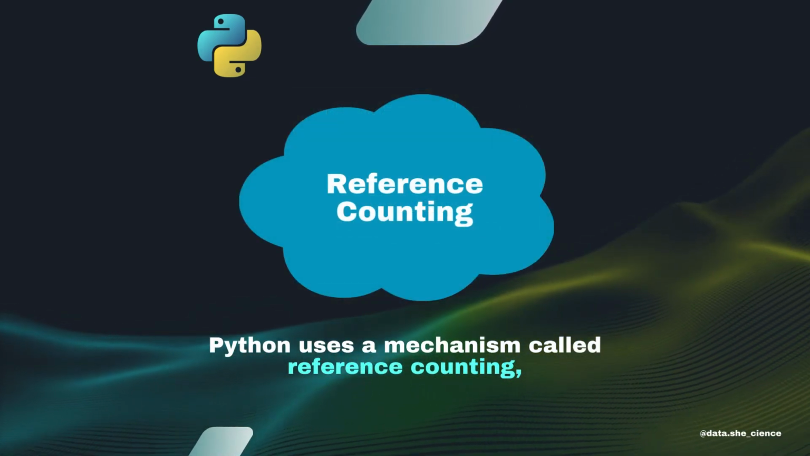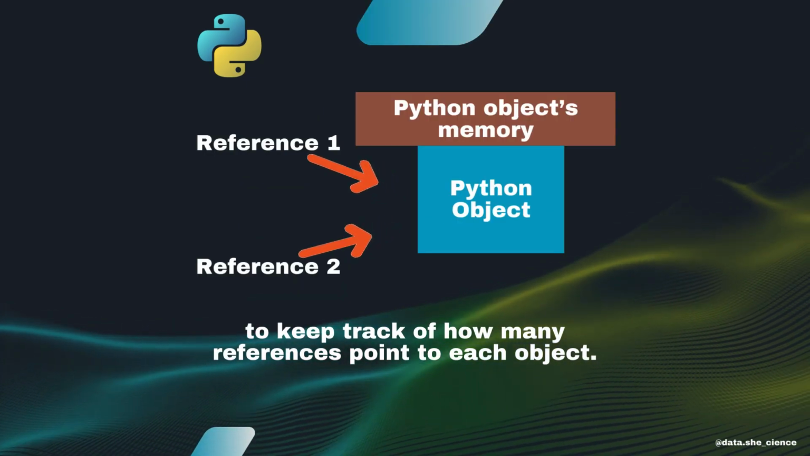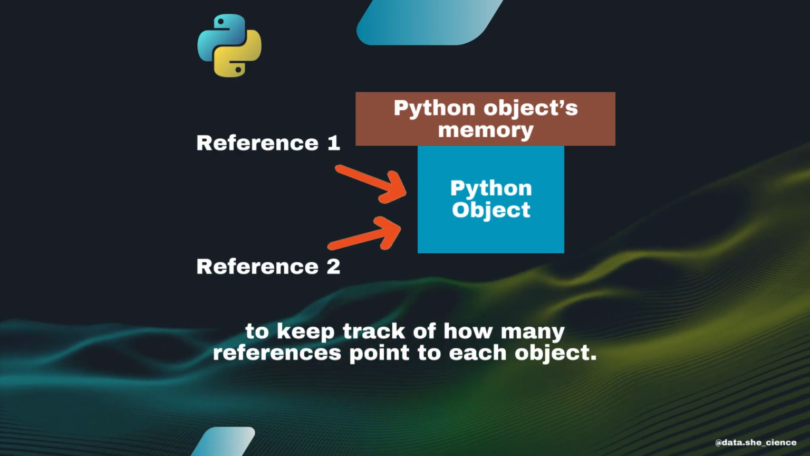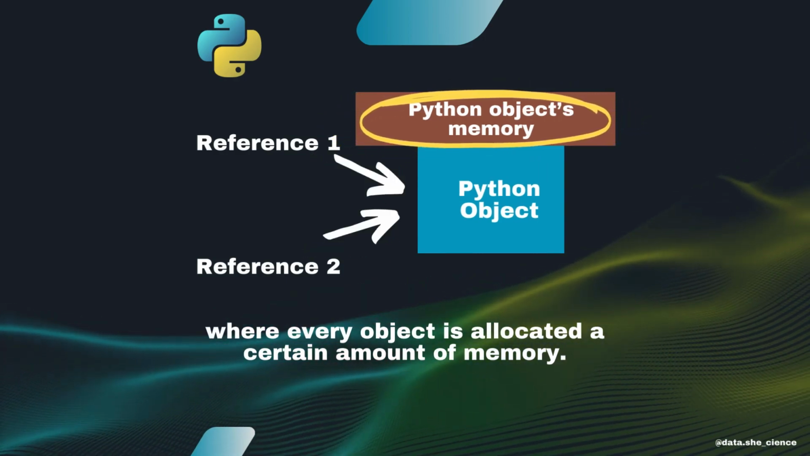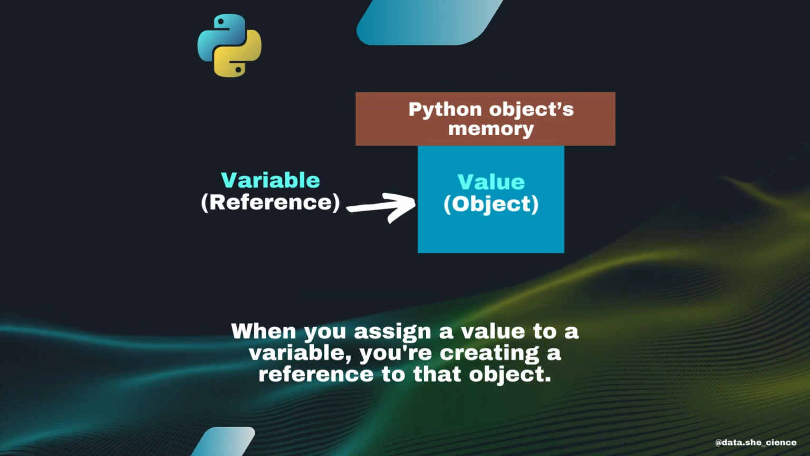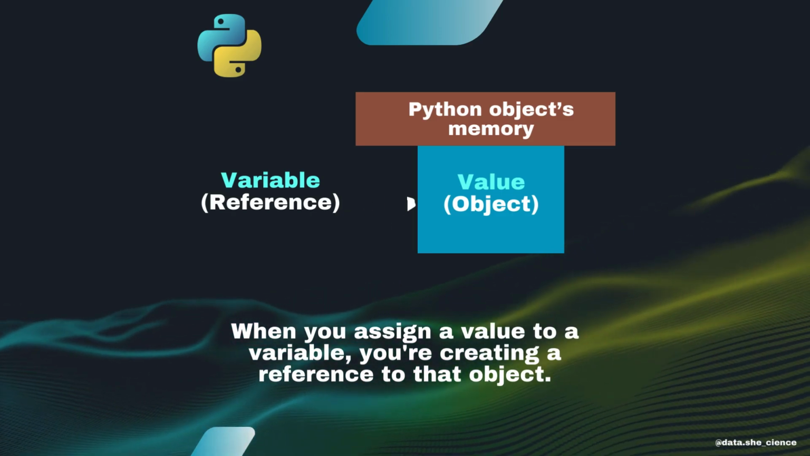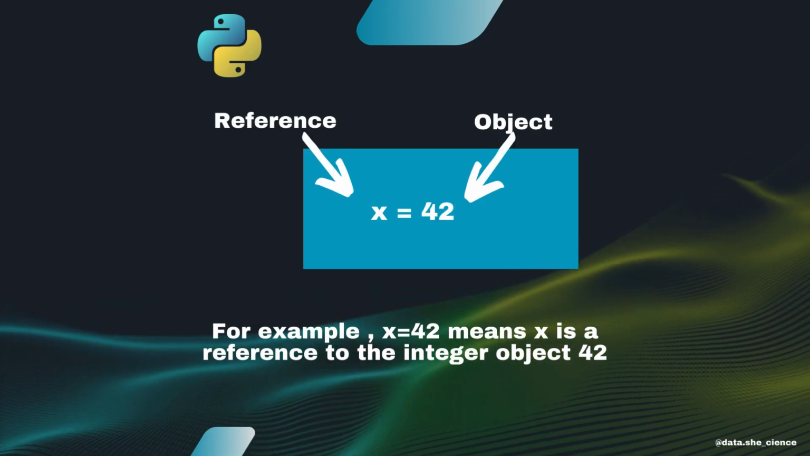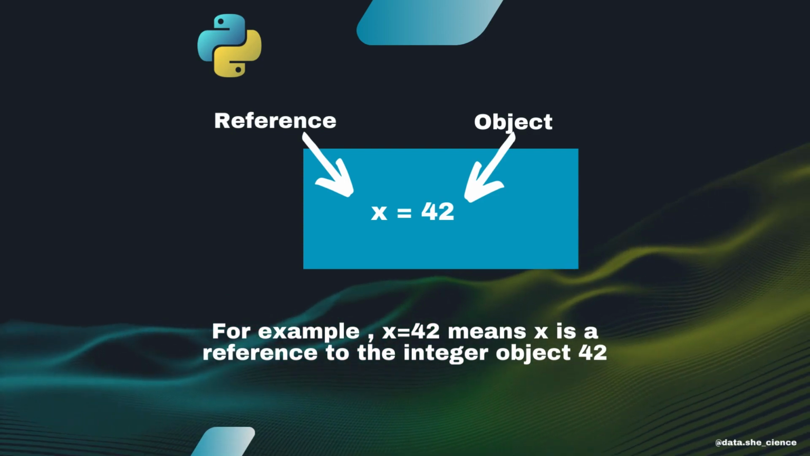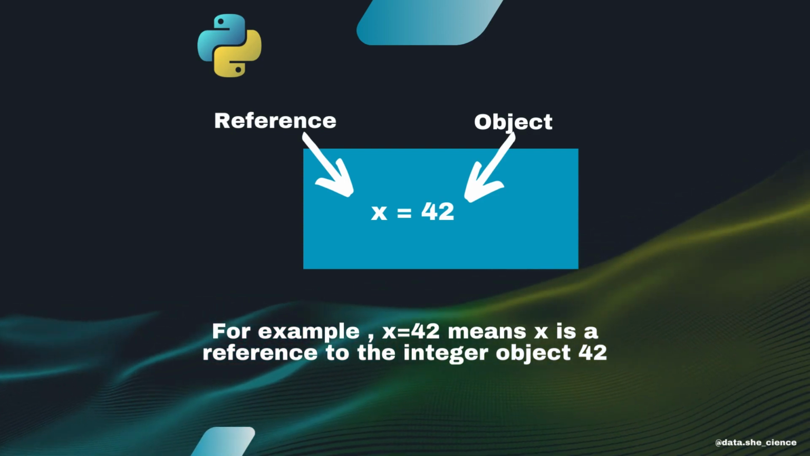Python uses a mechanism called reference counting to keep track of how many references point to each object, where every object is allocated a certain amount of memory. When you assign a value to a variable, you are creating a reference to that object. For example, x = 42 means x is a reference to the integer object 42.